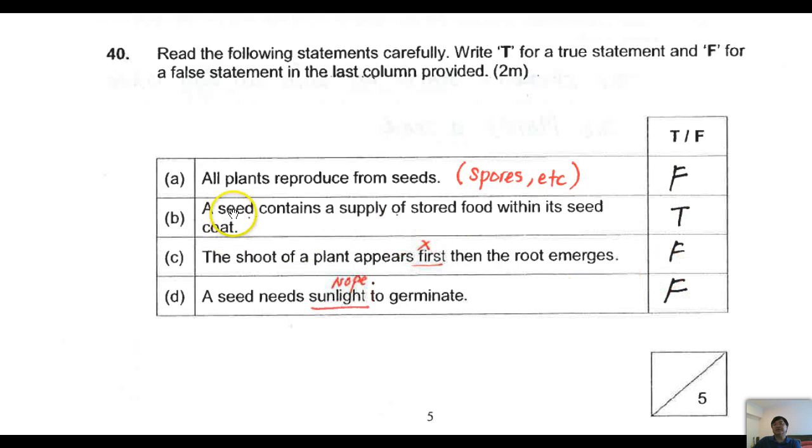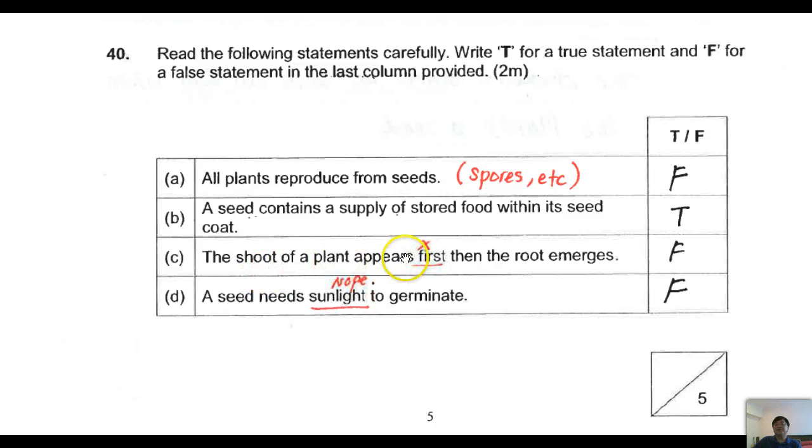Now take a look at this. A seed contains a supply of stored food within its seed coat. Within the seed coat are the seed leaves or the cotyledon. Okay, supplying the material, the food for germination. All right, for the seed to turn into a seedling. Okay, obviously this is false. Not all are produced by seeds.